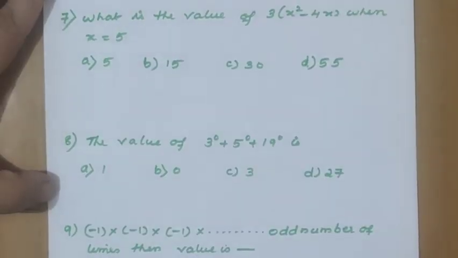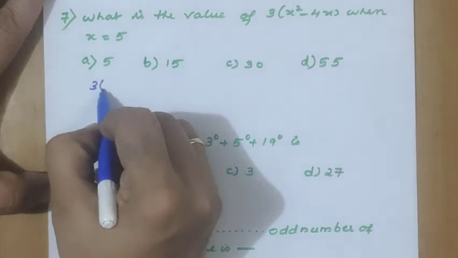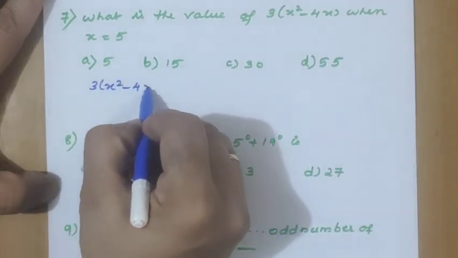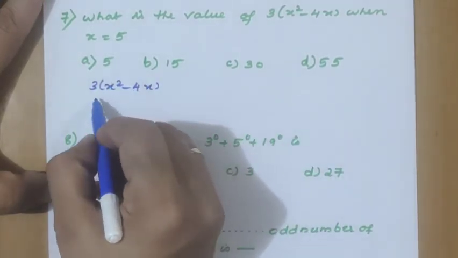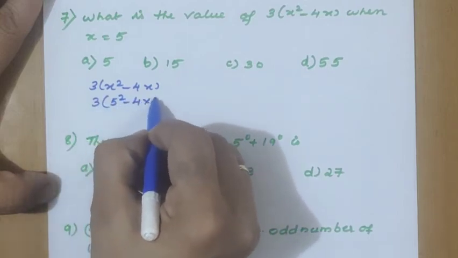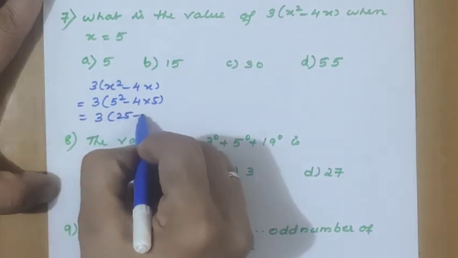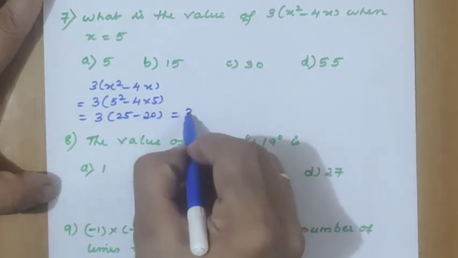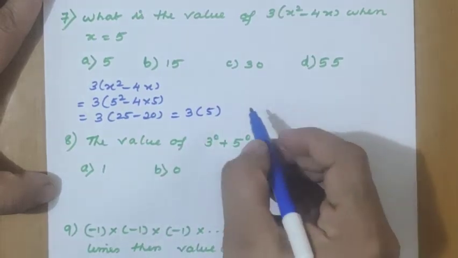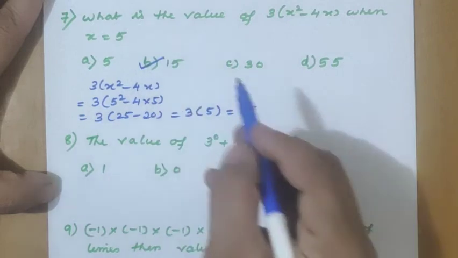Question number 7. What is the value of 3 into x square minus 4x when x equal to 5? The question is asked for 3 into x square minus 4x. So we have to put the value x equal to 5. So 3 into 5 square minus 4 into 5. So it is equal to 3 bracket 25 minus 20. That means 3 bracket 5. 25 minus 20 is 5 only. 3 5s are 15. So our answer is B only.